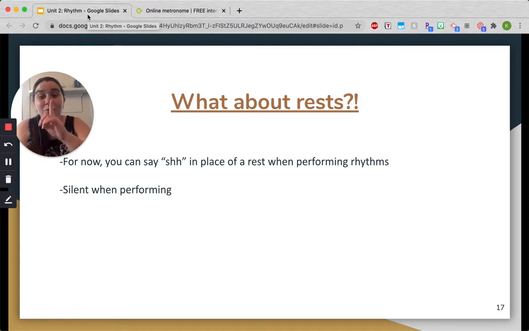My kids do shh. Or I like to usually get them to just be silent when they see a rest, because when they get older and they're singing in a chorus or they're playing an instrument, they're not going to take the mouthpiece out and say shh. They're just going to be quiet. So when we have rhythms for now, you can either do shh, you can say rest, or you can just be silent.